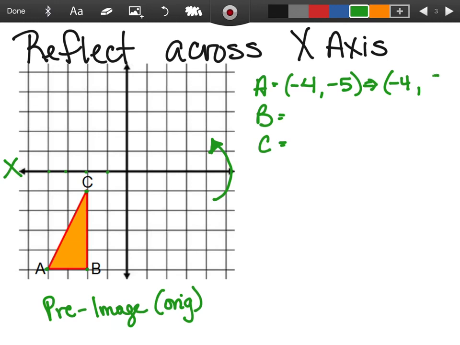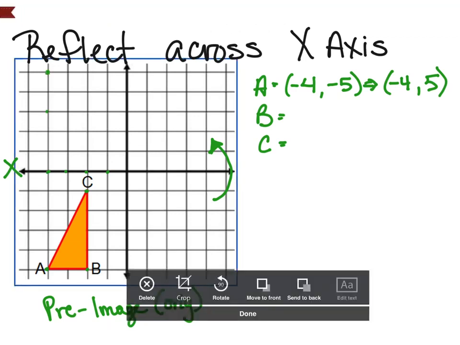So it was negative, now it is going to turn positive. So I can come over here, -4 to the left. I go left because it is negative. Then I'm going to go up 5. So 1, 2, 3, 4, 5.